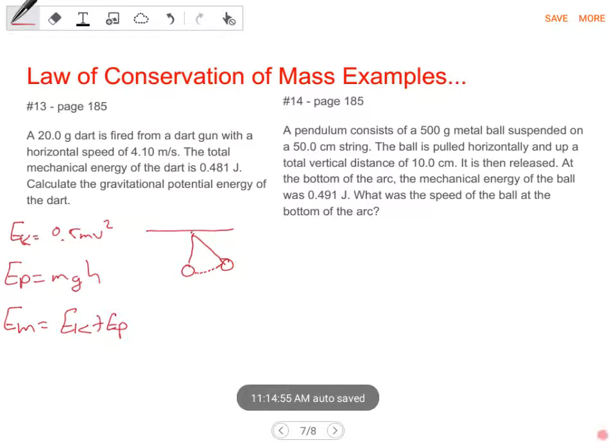Now you see, that's what you have to understand. We're going to get into that in the next slide. But I want to talk about the calculation here, so please don't get caught up with the ins and outs of the pendulum for right now. What I want to show you is the formula. It says we know how long the string is. It is then released. At the bottom of the arc, the mechanical energy of the ball was 0.491 joules. What was the speed of the ball at the bottom of the arc?